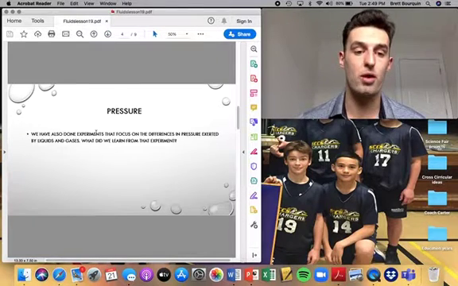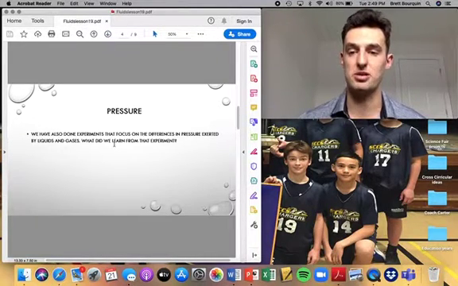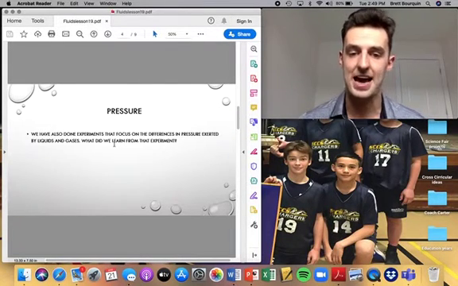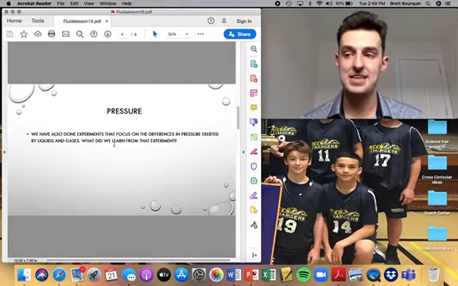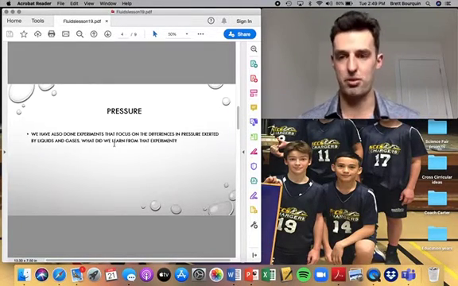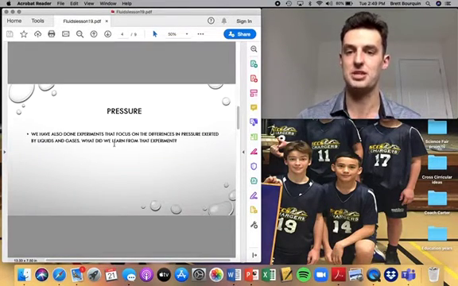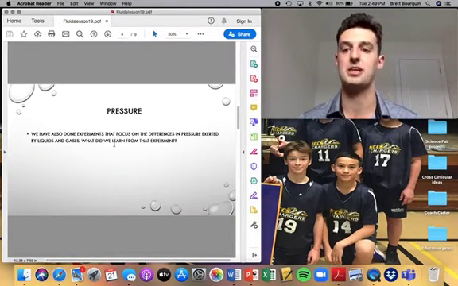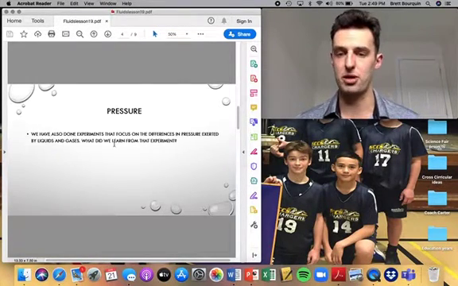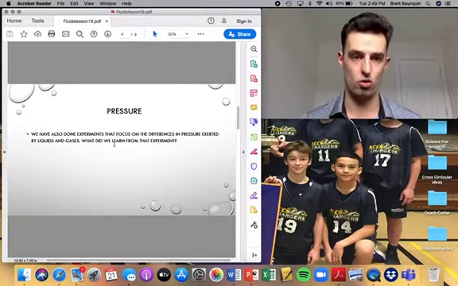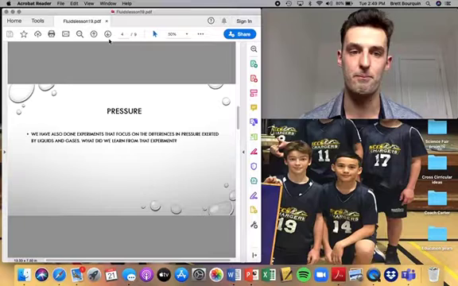When we talk about pressure, we've also done experiments where we add different pressures to different liquids and gases. Once again, when we increase the pressure, we're able to compress them a little bit more. So the more pressure you have, the more compressed you can make a material, whether that's a liquid or a gas. Again, with a solid you need a lot of pressure to compress it, whereas with gases and liquids you need a little bit less pressure in order to compress or shrink them down.